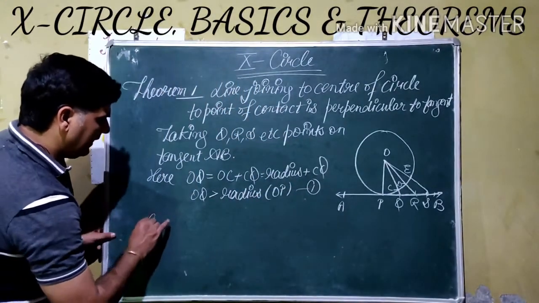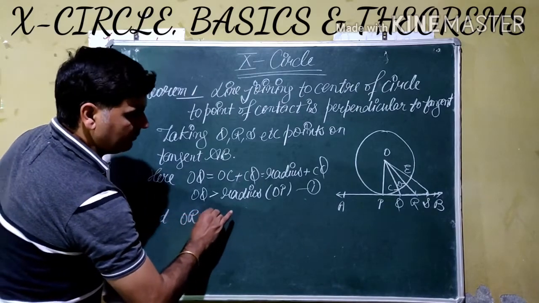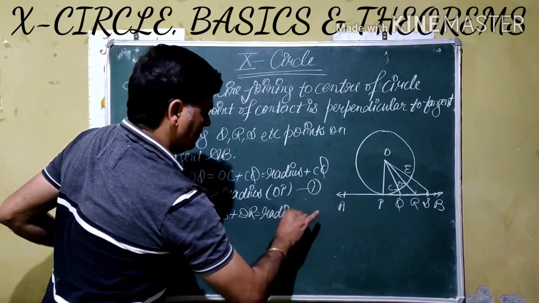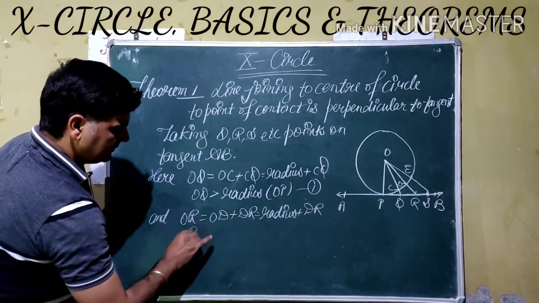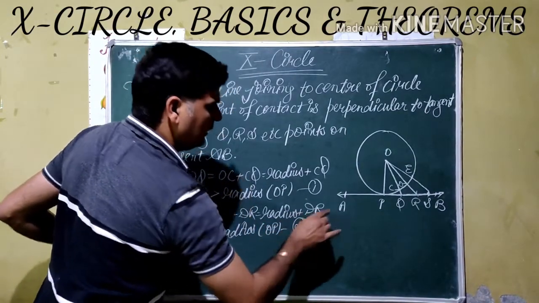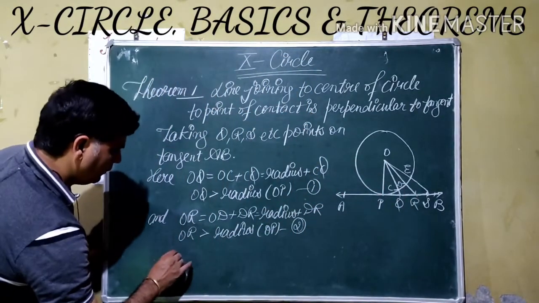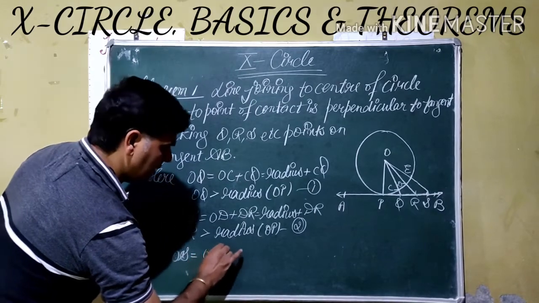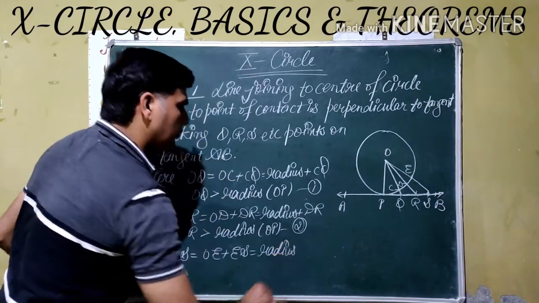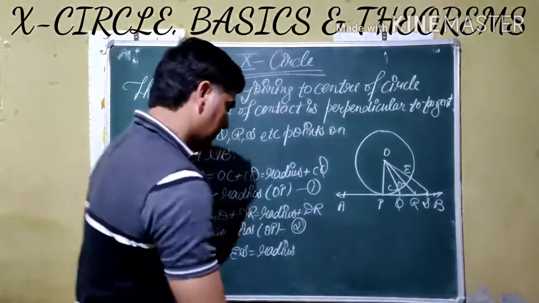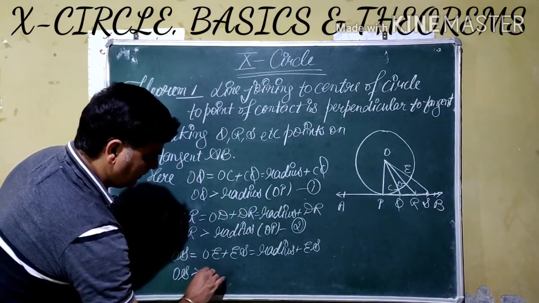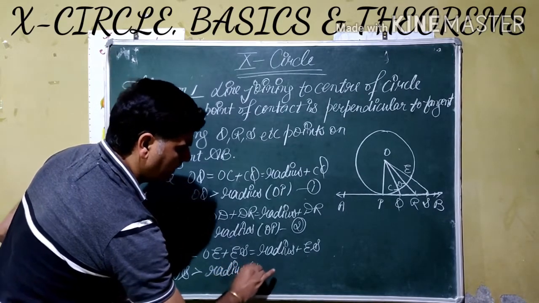If we see another, OR is given by OD plus DR, meaning radius plus DR. It means OR is also greater than the radius of P. Result number 2. If we see OS also, it is written as OE plus ES, where OE is the radius, because the radius is the distance from the center to the boundary of a circle, plus ES. It means OS is also greater than the radius OP. This is result number 3.